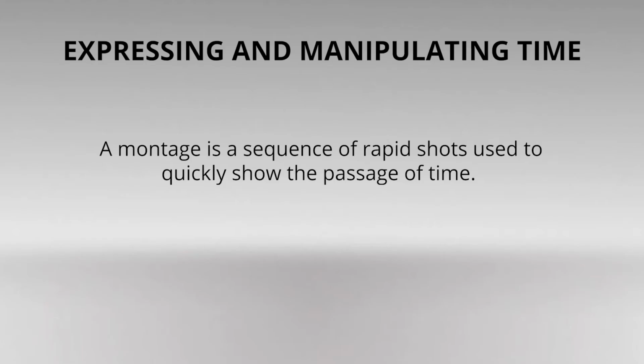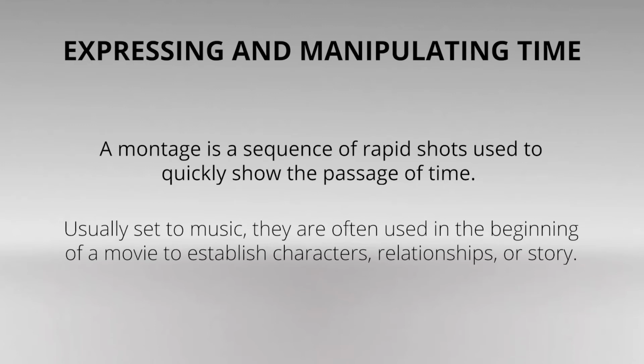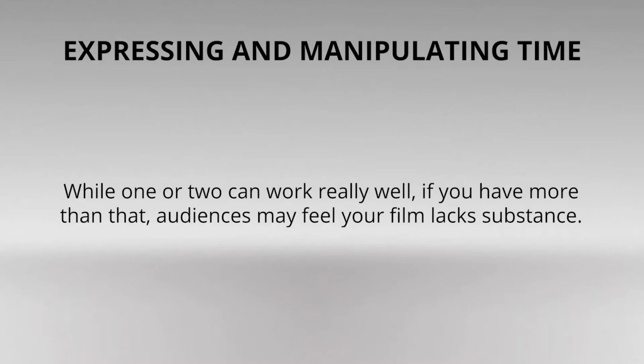A montage is a sequence of rapid shots used to quickly show the passage of time. Usually set to music, they are often used at the beginning of a movie to establish characters, relationships, or story. One needs to be careful not to overuse montages. While one or two can work really well, if you have more than that, audiences may feel your film lacks substance.